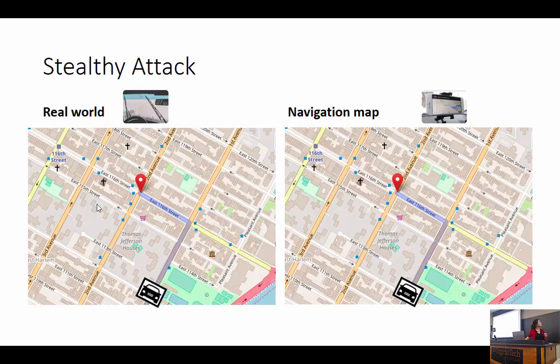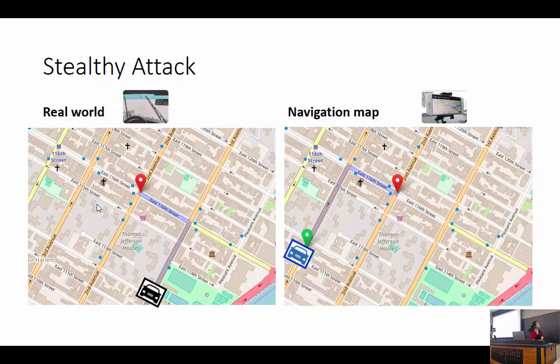So, still taking this real-world comparison with the navigation map, assume that this time the GPS spoofer is spoofing the car to this location, and the car navigation system then calculates a new path for the user.